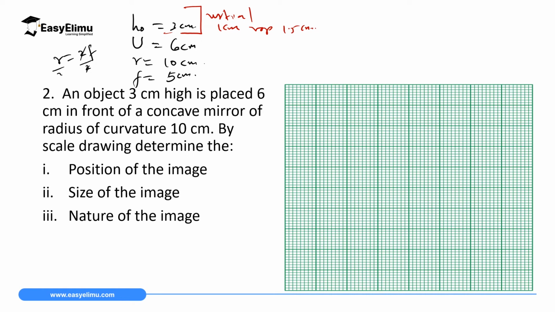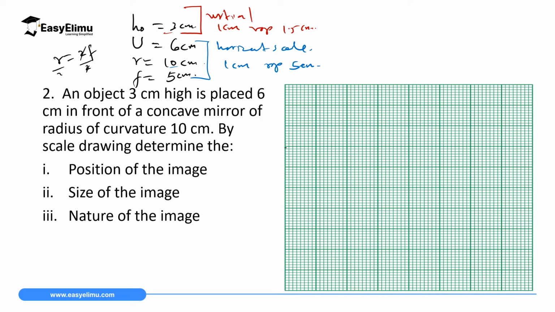Then now, for the other scale, that is the horizontal scale, the maximum is 10, minimum is 5. 1 centimeter represents 5 centimeter. Then after this, we will draw a representation of this mirror on this graph.